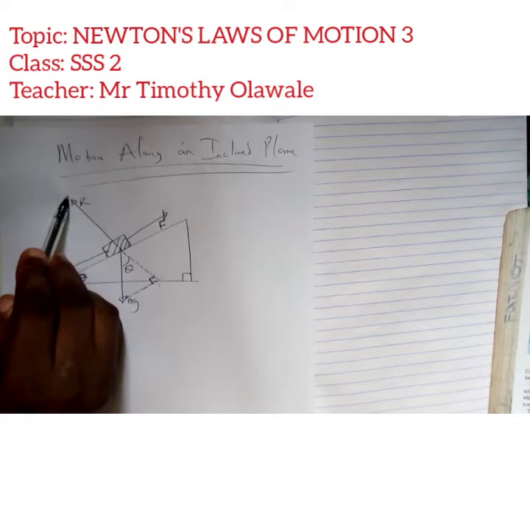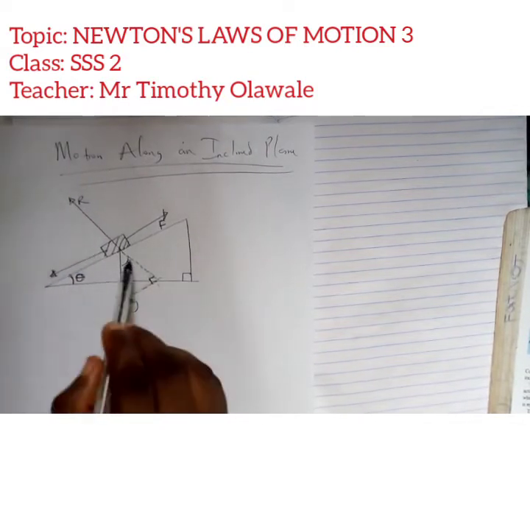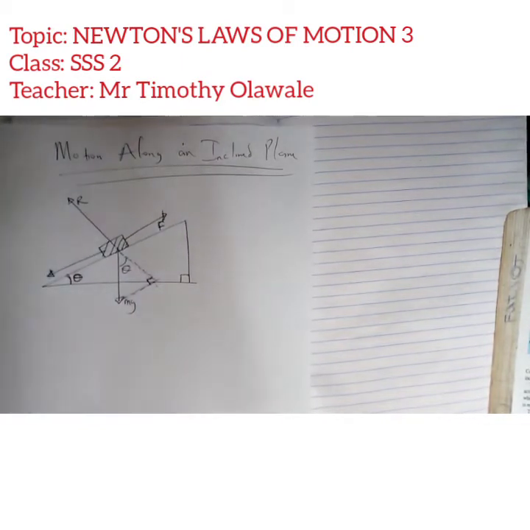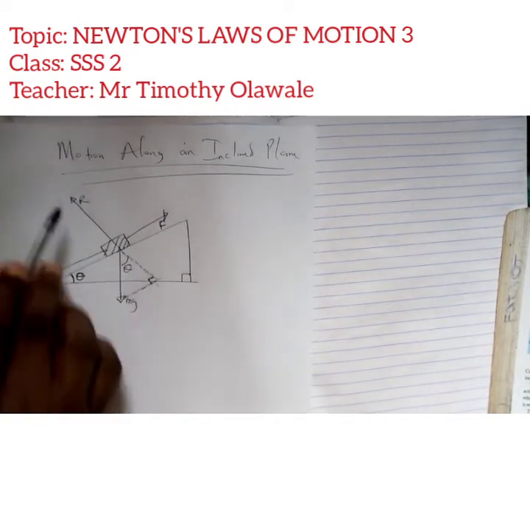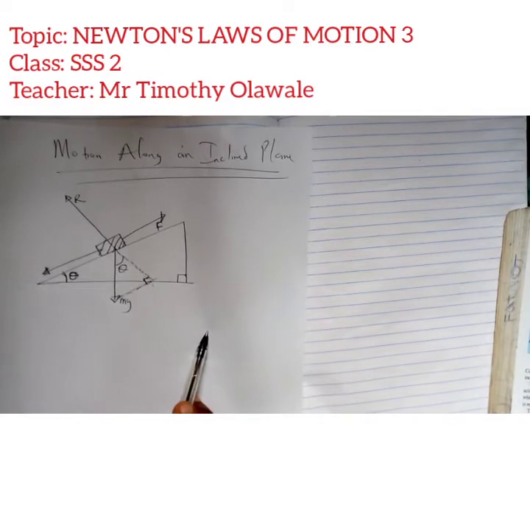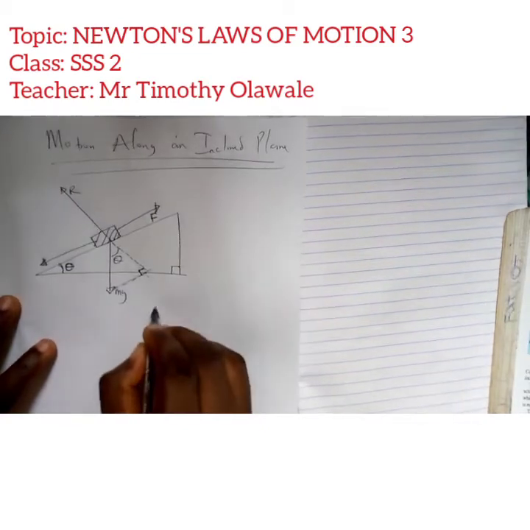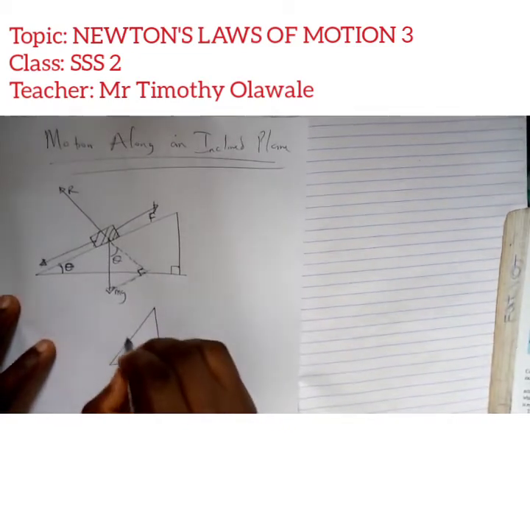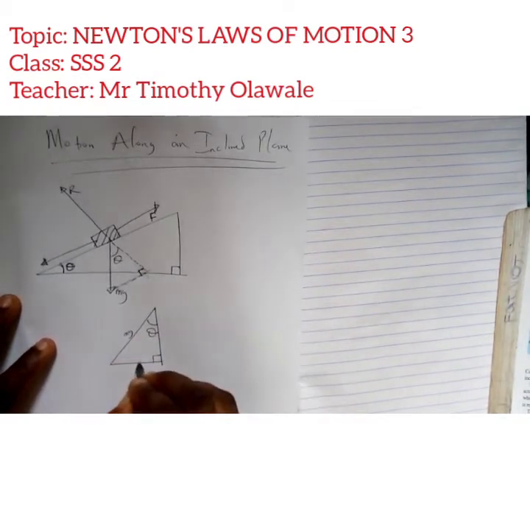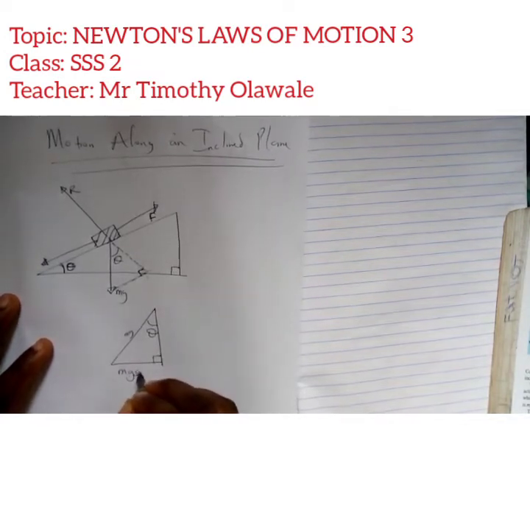So if we can find this force, we can know this reaction, because it is equal to this force. Remember, for every action there's an equal and opposite reaction. So the reaction here is equal to the reaction here. Is that clear? Now let's lift this and bring it here. We have this is mg, this is theta. This is opposite over hypotenuse, that's sine. So this will be mg sine theta.